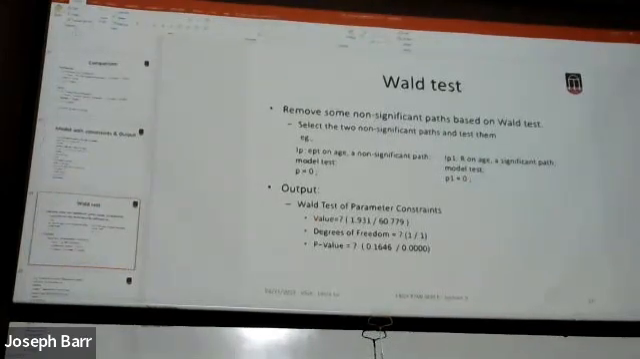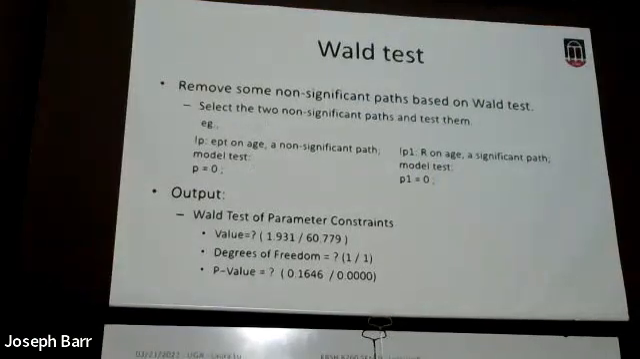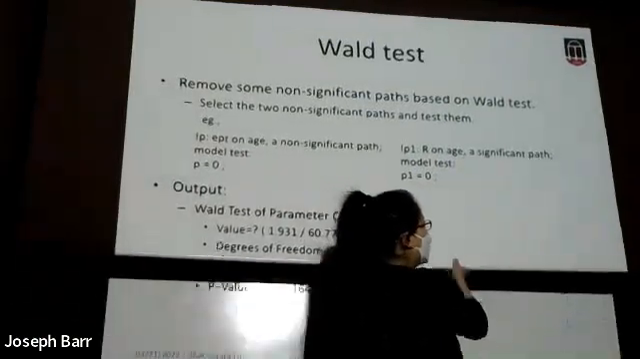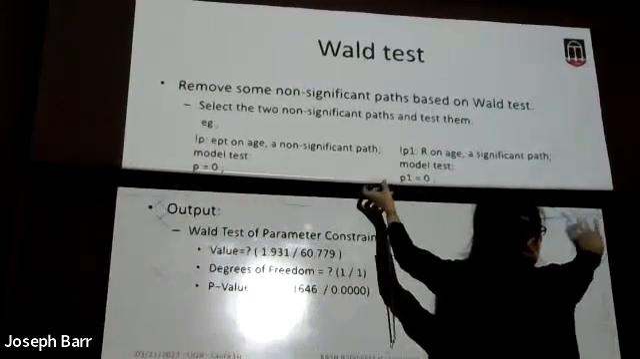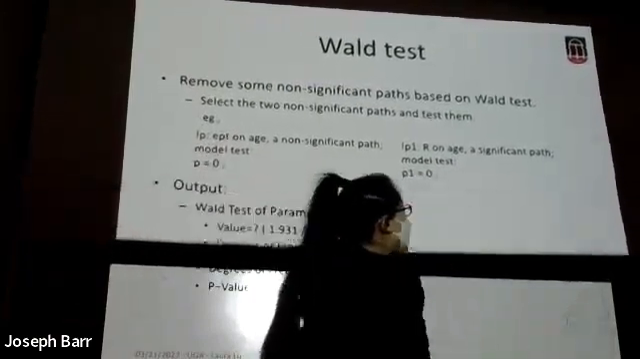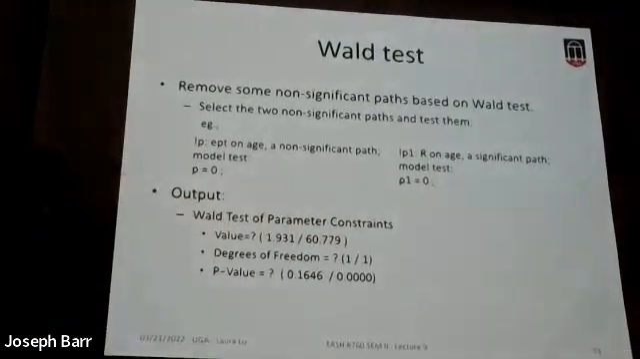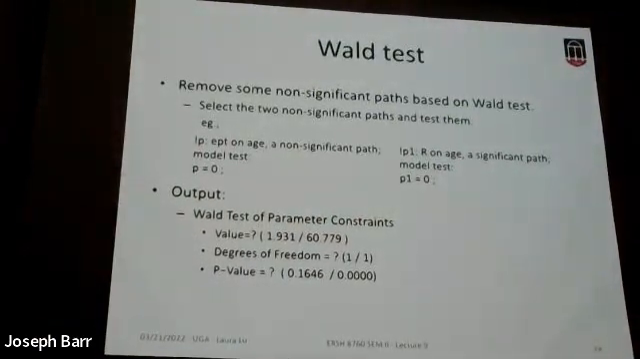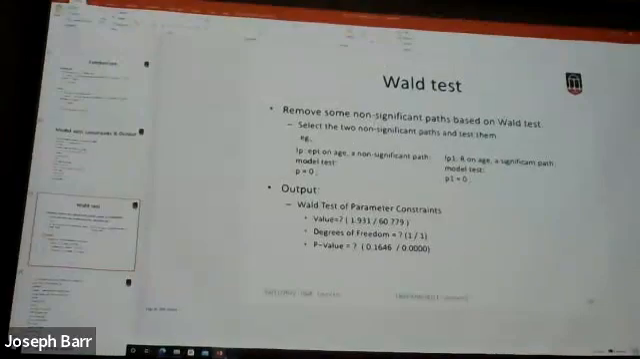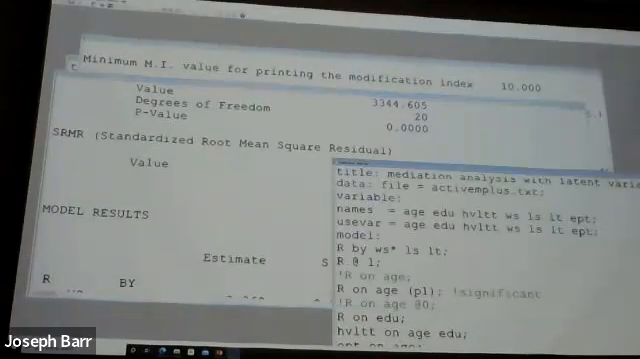It's called the Wald test. Based on the previous model, we try to remove something from the current model. So EPT on age, which is not a significant path, we can totally make it 0. Make the path 0. So we have the class code here.